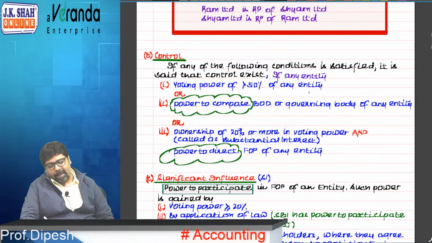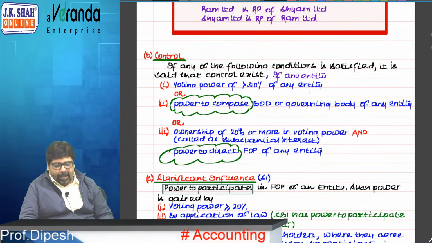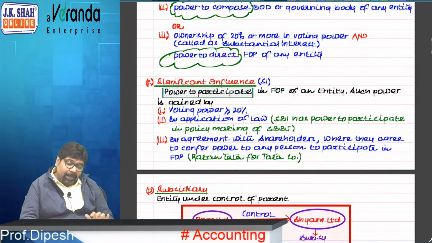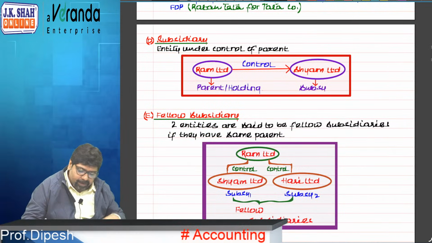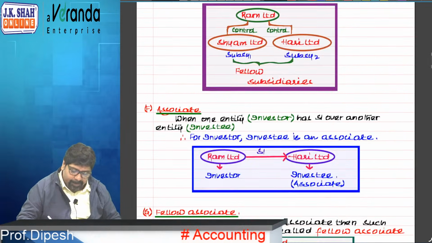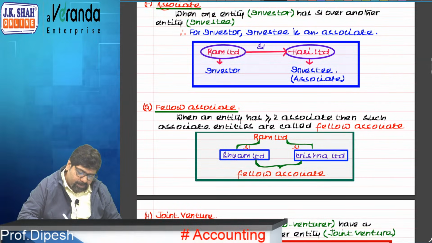Okay? Now control means more than 50% voting rights, and I have the power to compose the board of directors. Significant influence means power to participate, with voting power more than 20%. Okay? Subsidiary: if you have control, it is known as a subsidiary. Fellow subsidiary, you know. Associate, you know, is more than 20%. Fellow associate means I have got two associates.